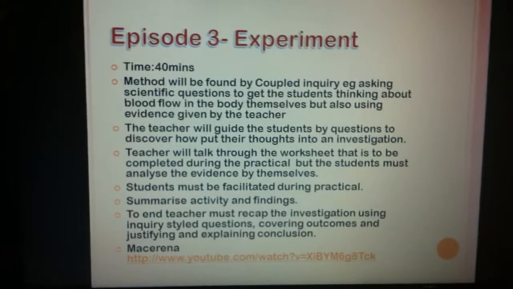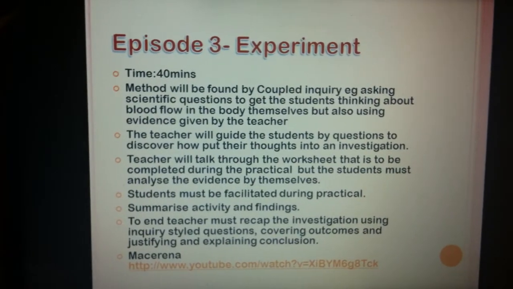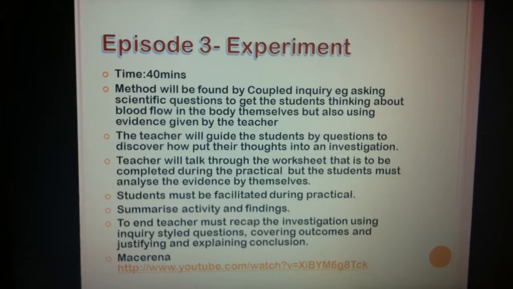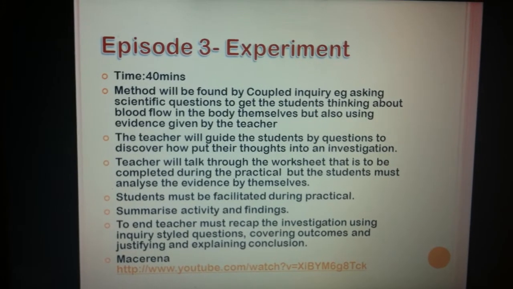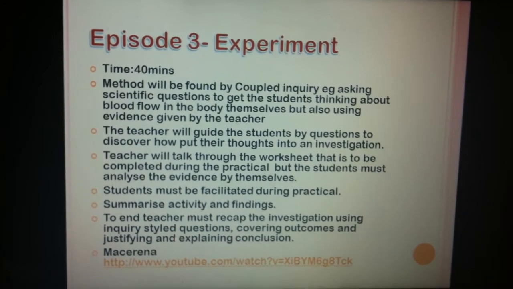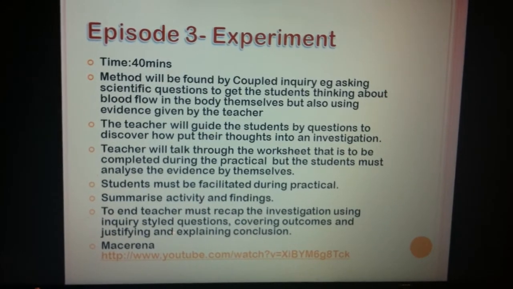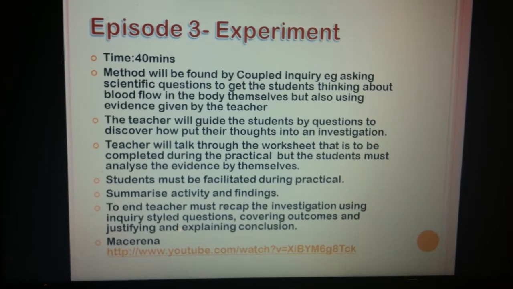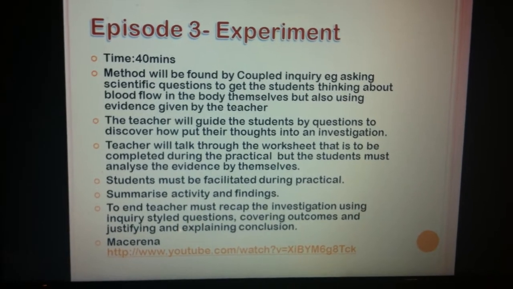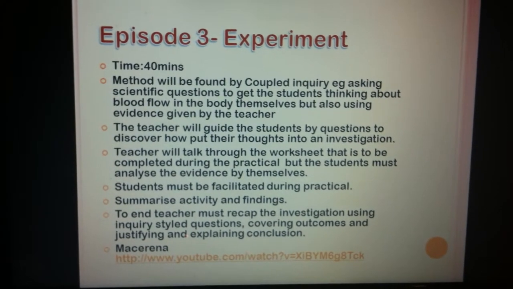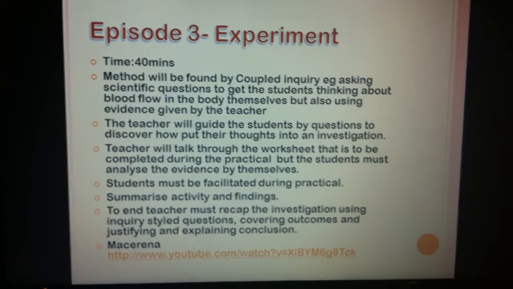So our third episode is the experiment for this chapter. We allocated 40 minutes for this. This is also an example of coupled inquiry in order to get the experiment going. So basically you start off again by using open, which would be the first point there. The teacher would ask them questions and they'd get them thinking themselves, and then they'd come in with the guided. You can see it there in the points listed.